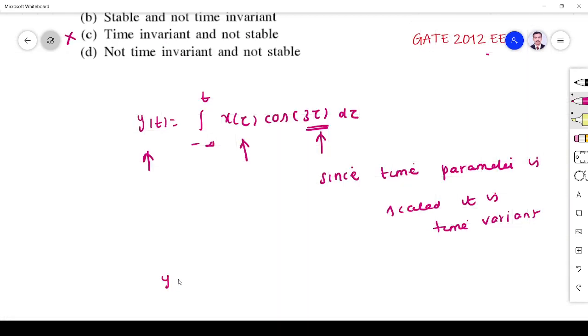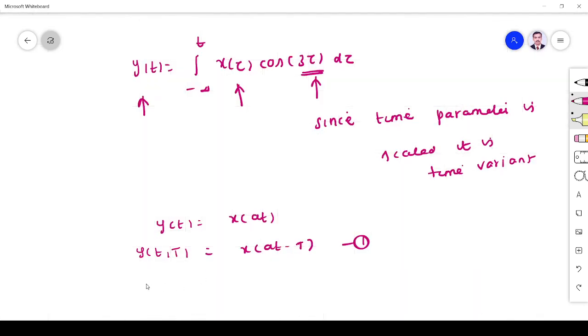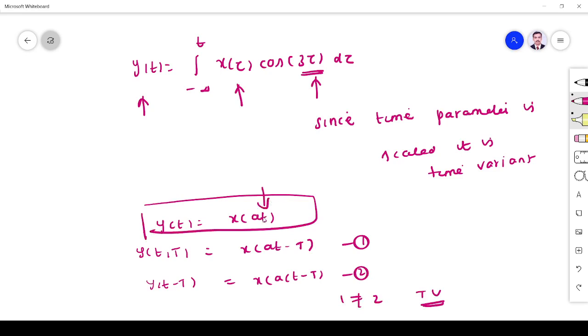So how can we prove this? Let us assume y(t) is equal to x(at). For time invariance, what will we do? We shift the input. So y(t, T) is x(at minus T). This is equation number 1. Then what will we do? Shift the output, y(t minus T), so x(a(t minus T)). This is equation 2. 1 is never equal to 2, so time variant. So always if your time parameter t is scaled or shifted, it is a time variant system. So the first thing is it is a time variant system.